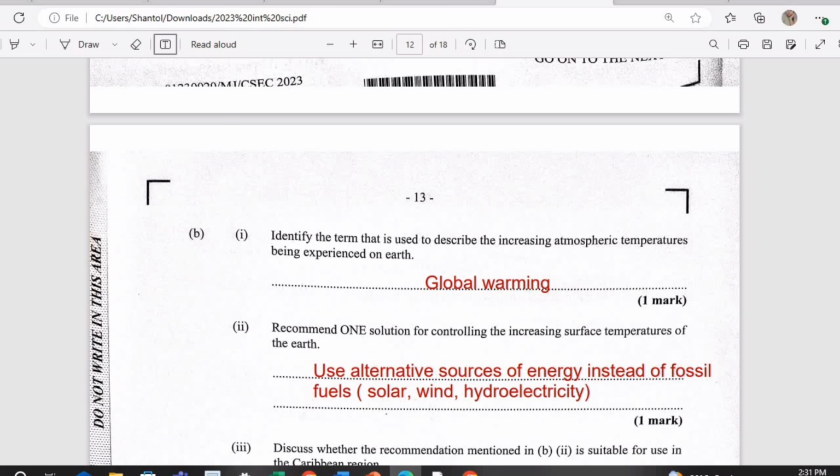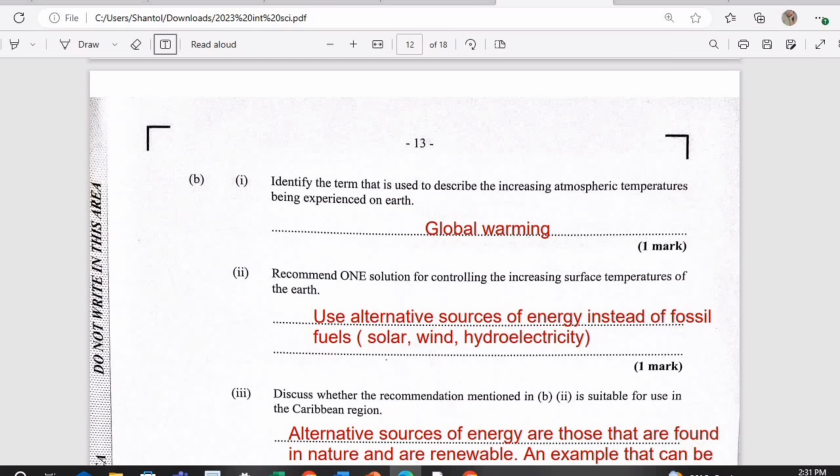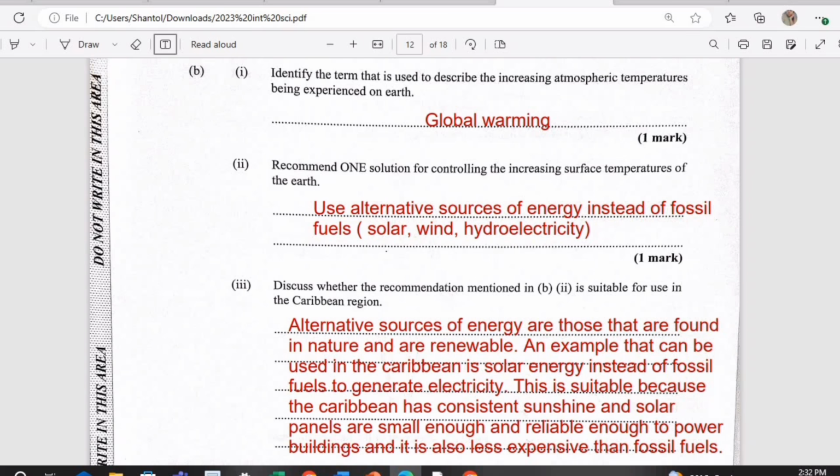So an alternative source of energy would be like solar, wind, hydroelectricity, anything other than fossil fuels for energy would be an alternative source. Now part 3 of the question says discuss whether the recommendation in B2 above is suitable for use in the Caribbean region. So the answer you gave before, you're now going to have to incorporate it in this response to see how it would be suitable for the Caribbean region. Now, because I said alternative source of energy and I gave an example, solar or wind, we know the Caribbean islands are rich in sunlight. So we always have sunlight for most of the year.